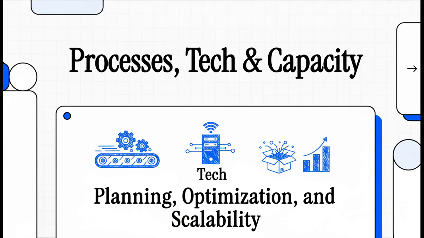Welcome, everyone. Today, we're going to dive deep into the very heart of how a business actually works. We're talking about its processes, the technology that powers everything, and the capacity that ultimately defines its limits. To make sense of it all, we're going to use a simple but really powerful analogy.